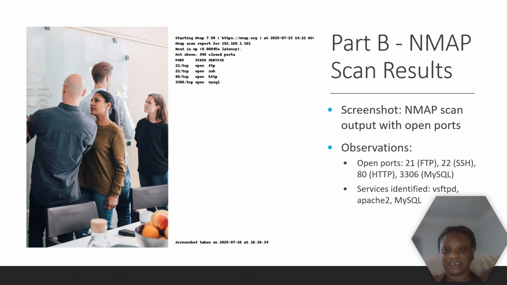Nmap scan results. Using Nmap, I discovered several open ports, including FTP on port 21, SSH on 22, HTTP on 80, and MySQL on 3306. These exposed services can become serious entry points if not secured properly. Services like vsFTPd and Apache were confirmed to be running. You can see that here on this screenshot.